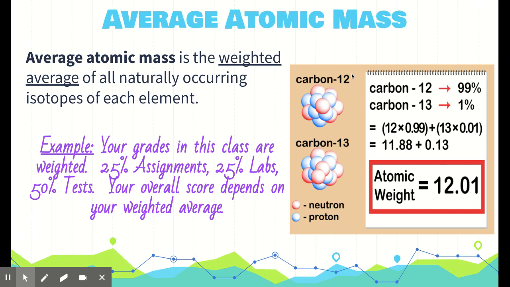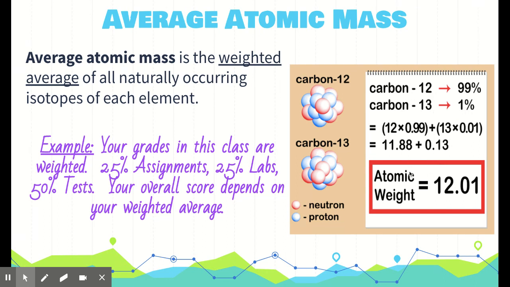So this is carbon 12, the mass is 12, and this is carbon 13, its mass is 13. If you look on your periodic table, you'll see that it lists the atomic mass as 12.01. That's because of the naturally occurring isotopes: 99% of the naturally occurring atoms of carbon in the whole world have a mass of 12, but there's also this 1% that has a mass of 13.